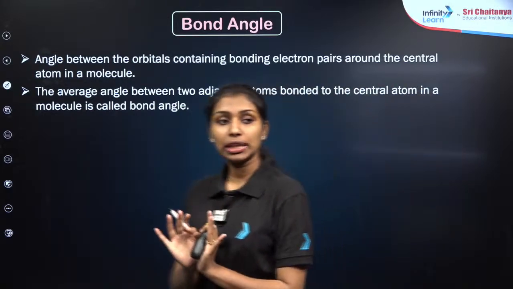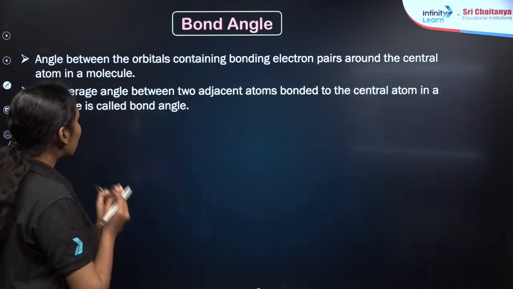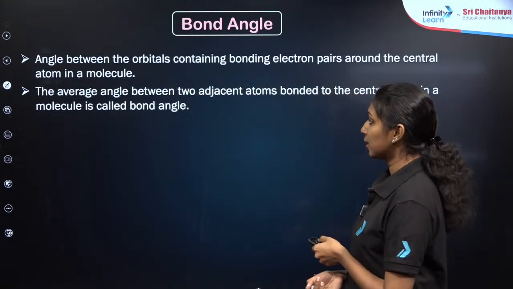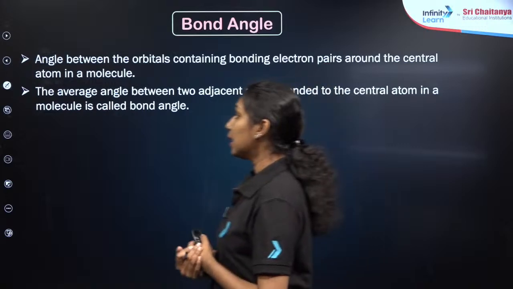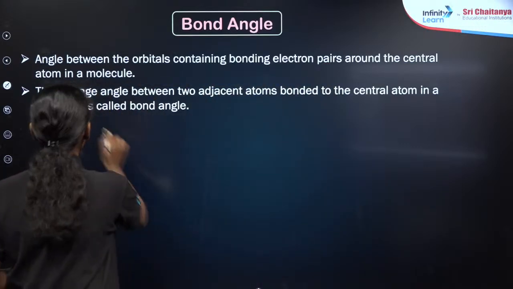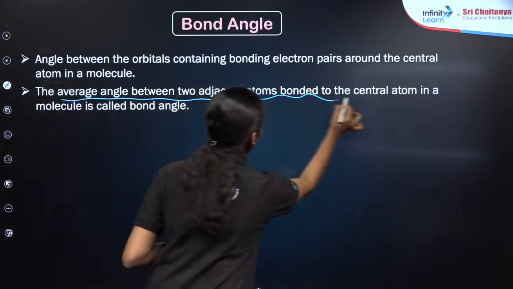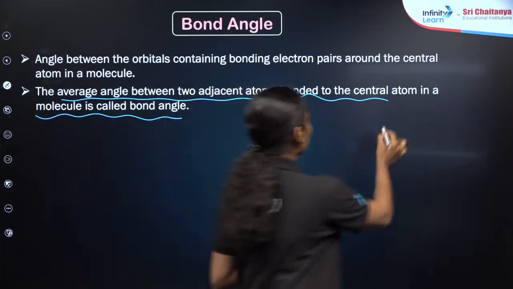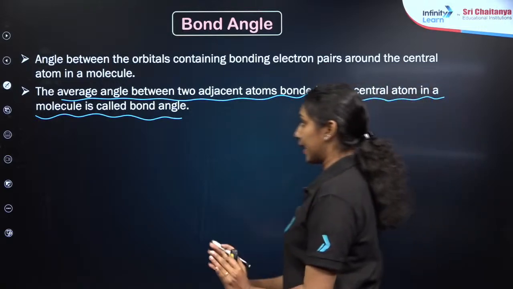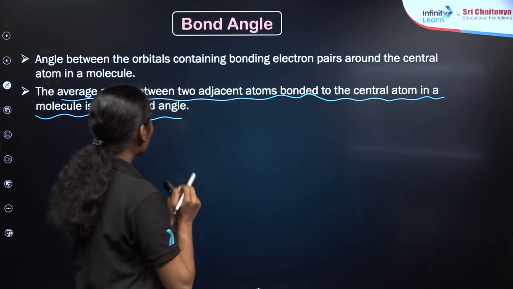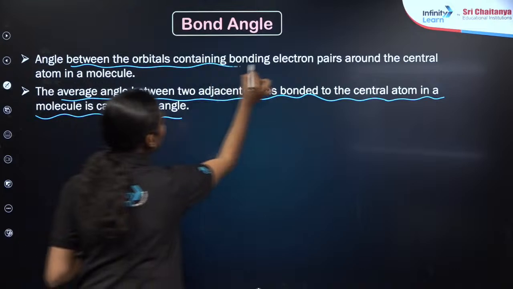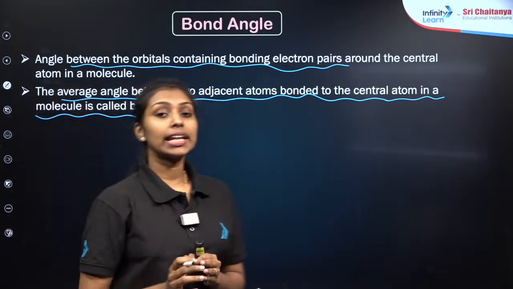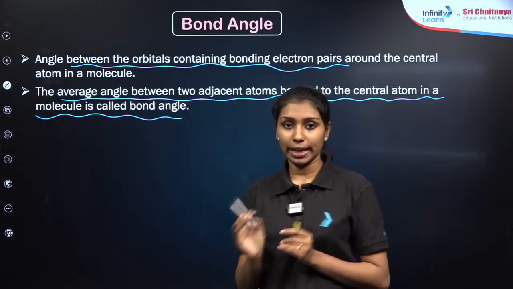Now we are moving to the last parameter, that is the bond angle. What do you mean by the bond angle? It is related to the angle, right? Simply we can say that it is the average angle between two adjacent atoms. But in practice, when we move to the molecular structure or depth in chemical bonding, we can say that it is the angle between orbitals containing the bonding electron pairs, known as the bond angle, right?